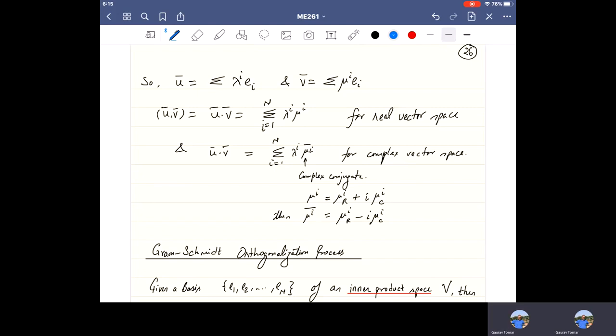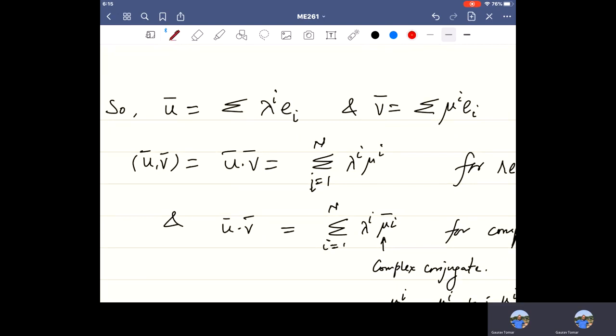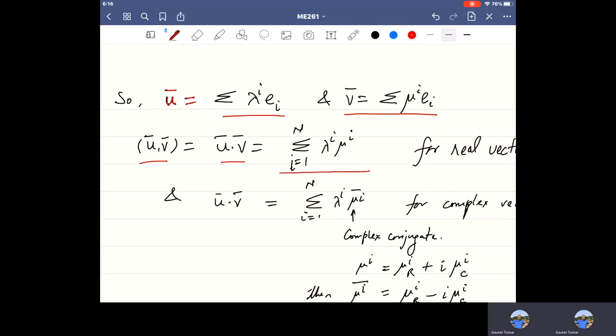Now, if we pick such vectors and try to write any vector from the vector space V in this form, so we say we pick a vector u and then write it as a summation of lambda I ei, and then we pick v also and write it as a summation of mu I ei. So we have written these two vectors using an orthogonal basis. Now, when we take the inner product, u comma v or u dot v, whichever notation you prefer, you can write it as lambda I mu I.